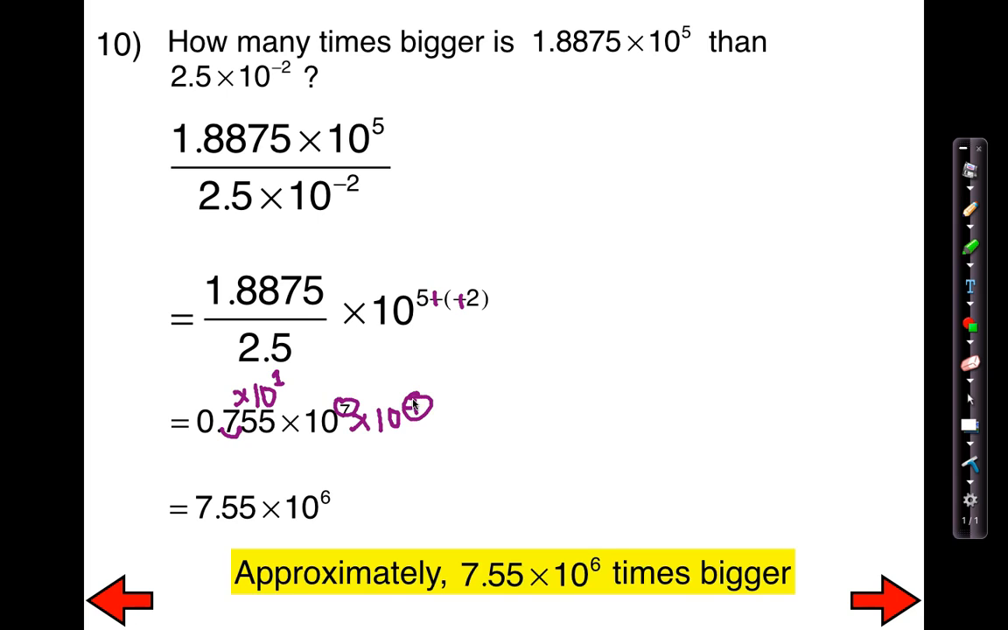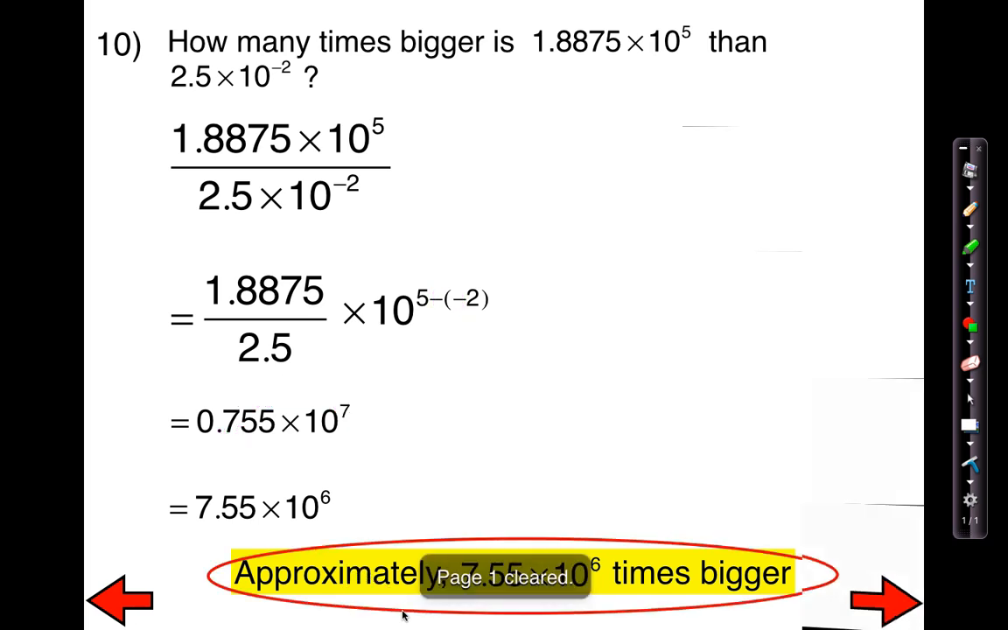So I wouldn't say approximately. The reason why I wouldn't say approximately is because it went in nicely. Okay, it wasn't repeating, it didn't go on forever. So I'm going to say it's 7.55 times 10 to the 6th times bigger. Okay, so now what I would like you to do is go ahead and pause the video and try the last problem by yourself.